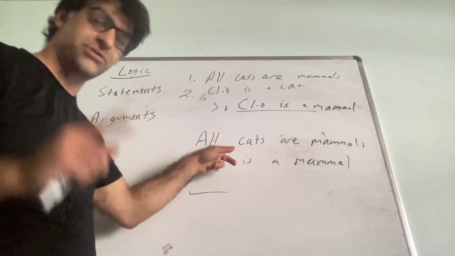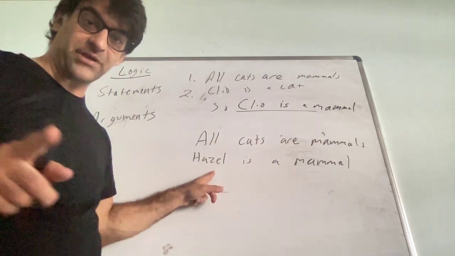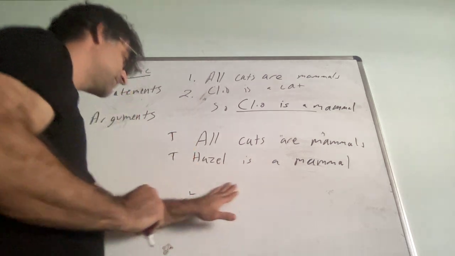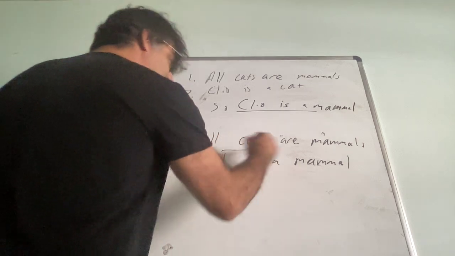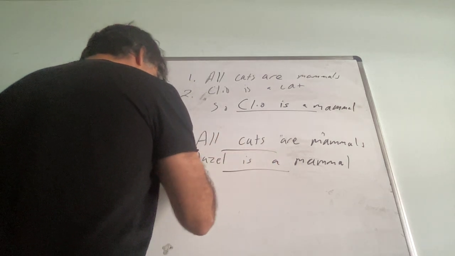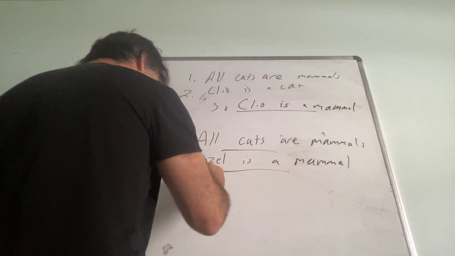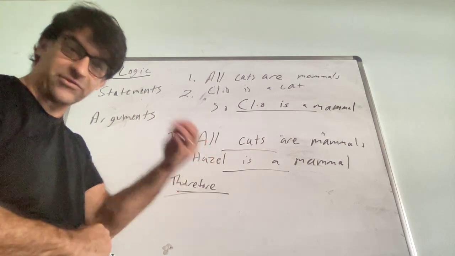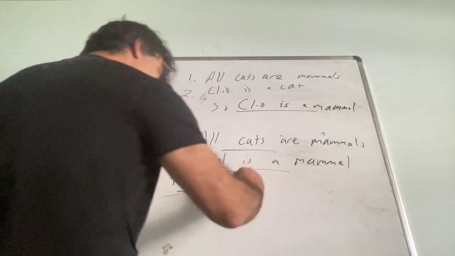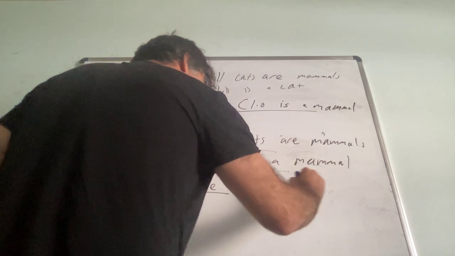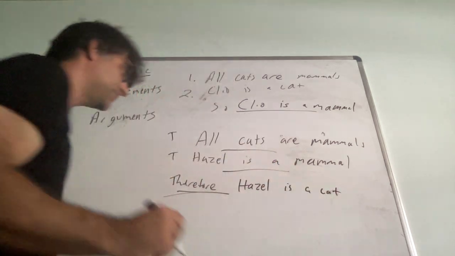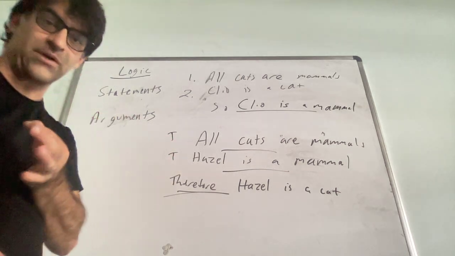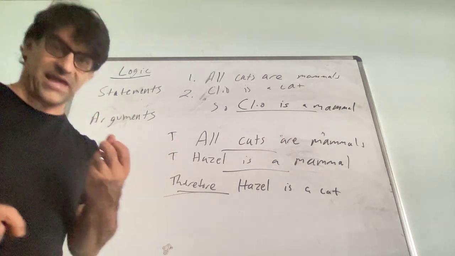Let's compare that to another argument. All cats are mammals, true. Hazel is a mammal. Hazel is my puppy. That's a true statement. But suppose we said, since all cats are mammals and Hazel is a mammal, therefore, and it's this therefore that is drawing a conclusion from other statements, therefore, Hazel is a cat. Tempting, right? All cats are mammals, Hazel is a mammal. If we're being hasty, we might say, oh, so Hazel's a cat.